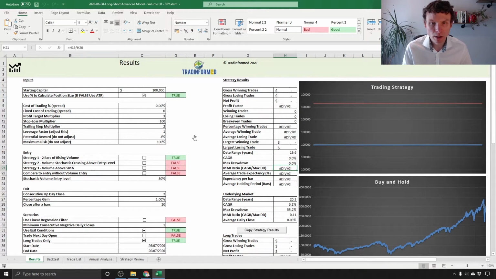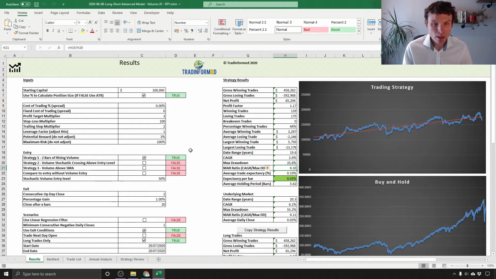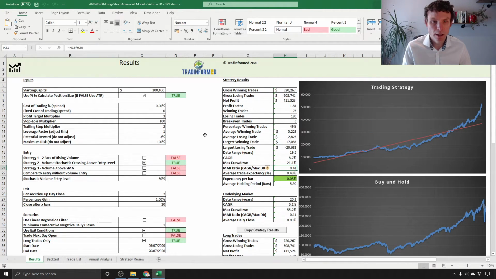Now let's go back and look at our volume scenarios. We can see here that the longer holding period and the lack of linear regression does not benefit volume strategy number 1. It would be better traded with the linear regression. However, it does benefit strategy number 2. So what we're seeing here is good expectancy per bar, reasonably long average holding period, MAR ratio 0.41, which is getting up there into reasonable territory. Over this 20-year analysis, compound annual growth rate of 8.7%.